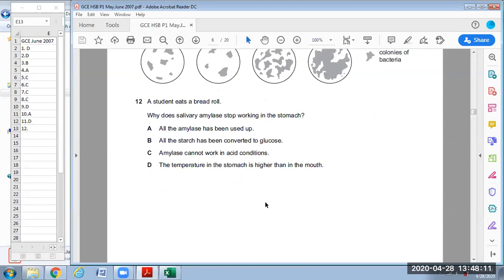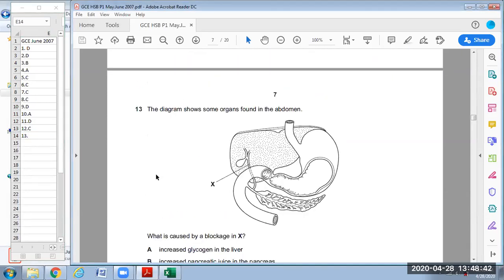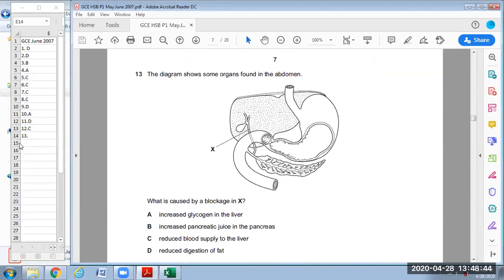And number 12. A student eats a bread roll. Why does the saliva amylase stop working in the stomach? All right, so amylase requires an alkaline condition to work. Stomach is acidic. So C. So let's see. Amylase cannot work in acidic conditions. Yeah, see, these are questions. Once you're getting the hang of it, it actually makes you think more than the CSEC.